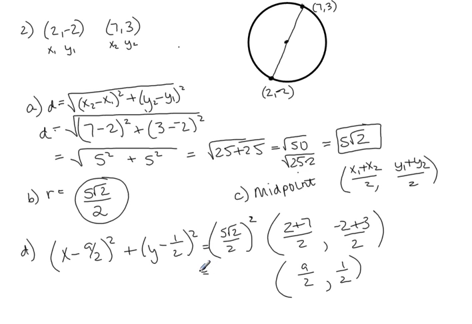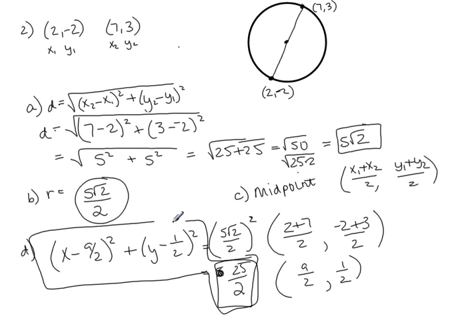If you'll go ahead and square, that's going to give me 5 times the square root of 2. Now when I square that, it's actually going to give me 25 over 2, because that would have been a 25 times 2, which is 50 over 4. That reduces to 25 over 2. So that's going to be your equation of the circle.